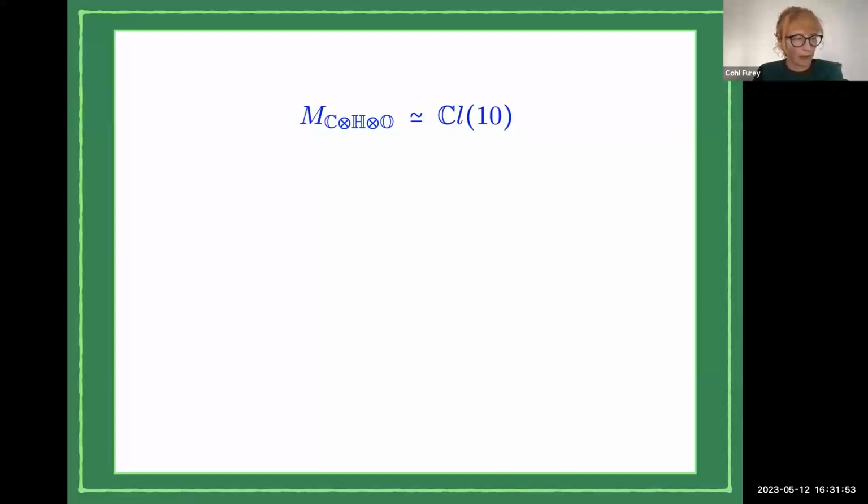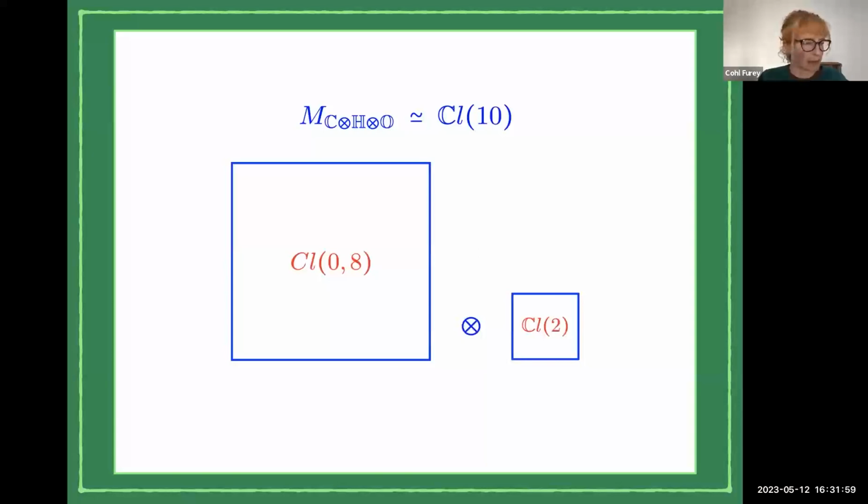Now, it turns out that we can write RCHO's full multiplication algebra as a factorization that is interesting on mathematical grounds. That is, we can split up complex CL10 as the real CL08, familiar from the Bott periodicity on real Clifford algebras, and complex CL2, familiar from Bott periodicity of complex Clifford algebras. This might relate to what John Baez and others call the tenfold way.